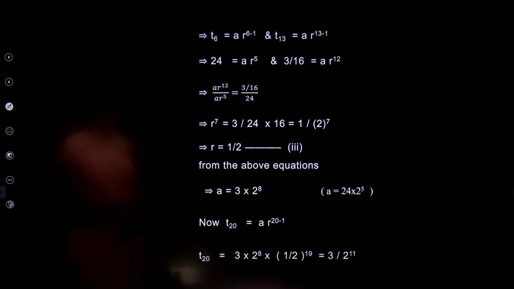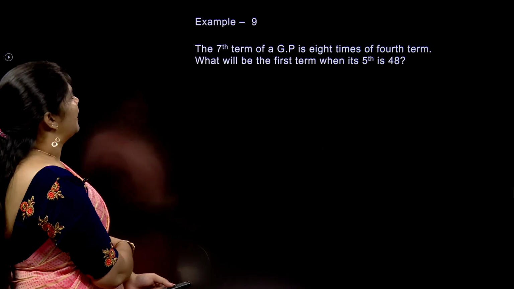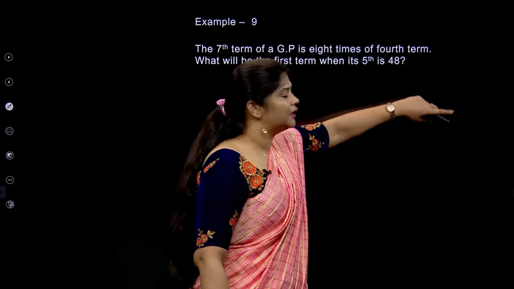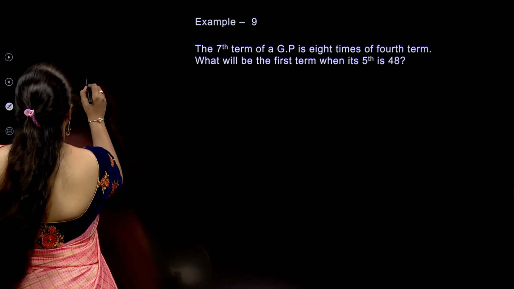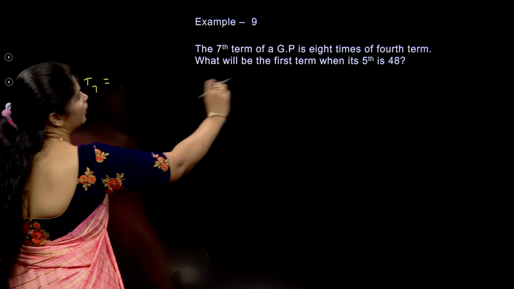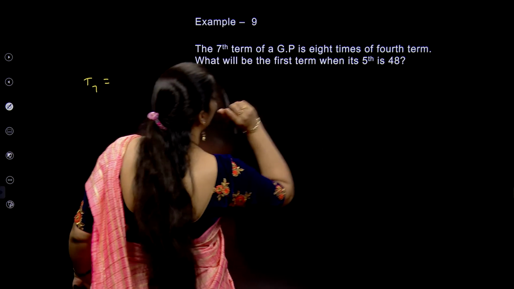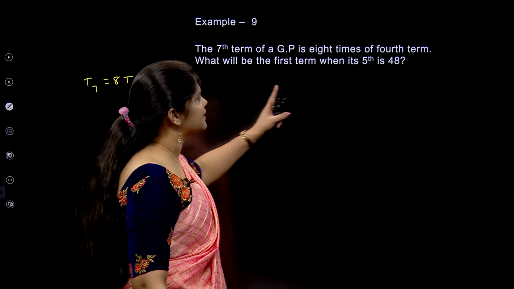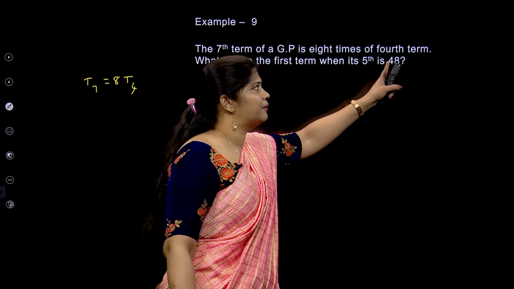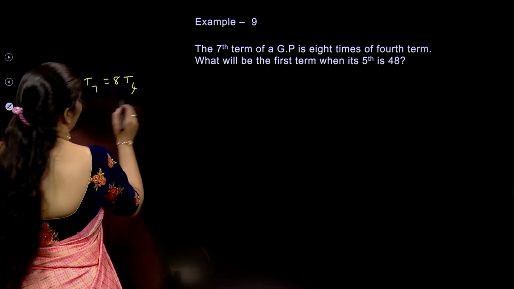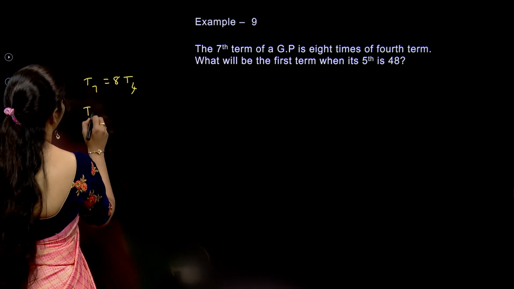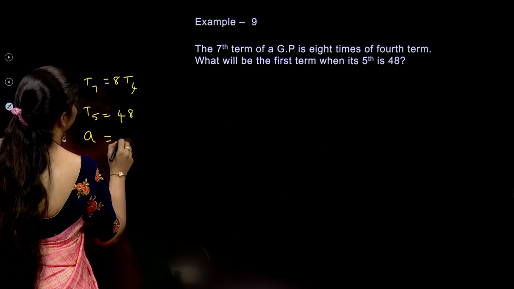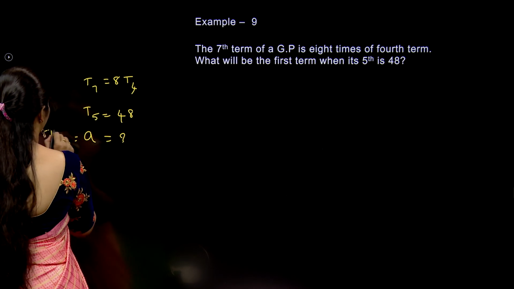Next question. The 7th term of a GP is 8 times the 4th term. That means T7 equals 8 times T4. What will be the first term when its 5th term is 48? T5 equals 48. Then we will find the first term. A means T1.